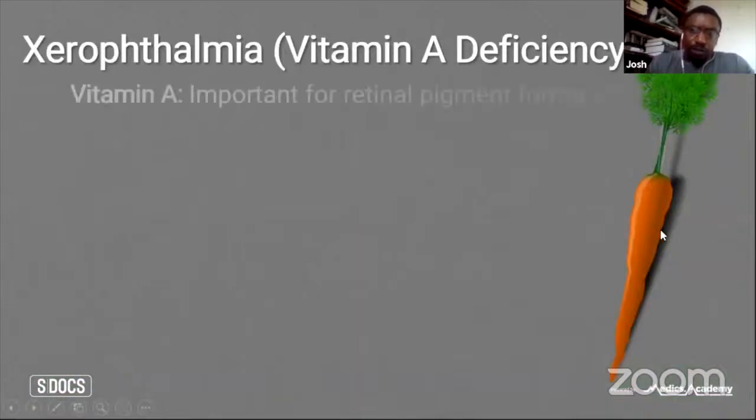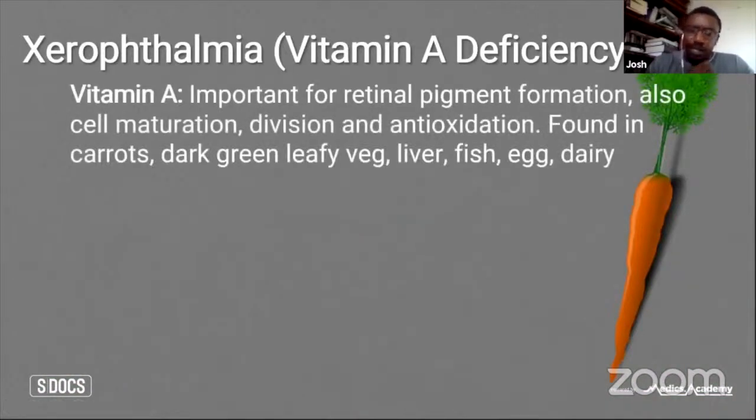So first, we'll define vitamin A. What is it? It's important for retinal pigment formation, and that's why your parents always tell you to eat your carrots, which vitamin A is known to have, and you'll be able to see in the dark. But it's also important for cell maturation, division. It's an antioxidant as well. It's found in carrots, spinach, green leafy veg, liver, fish, egg, and dairy as well.